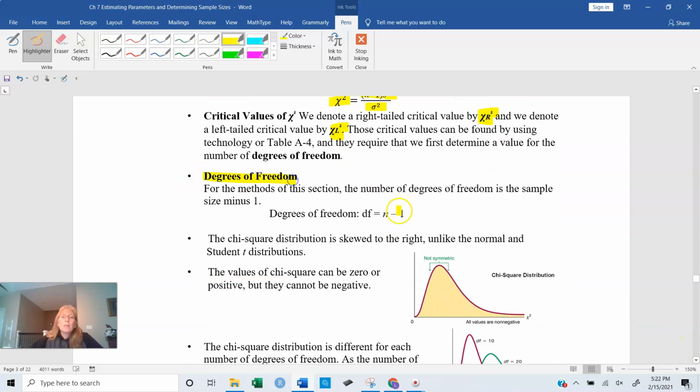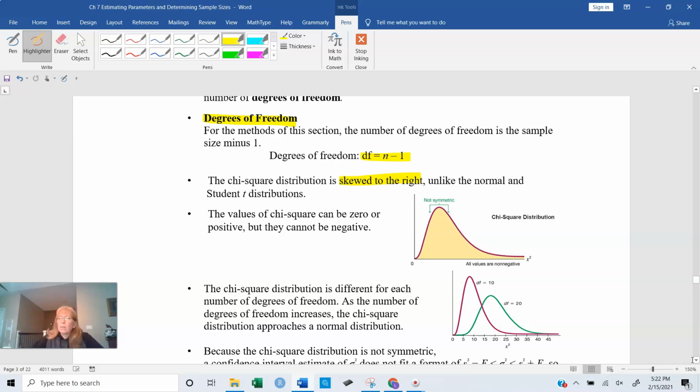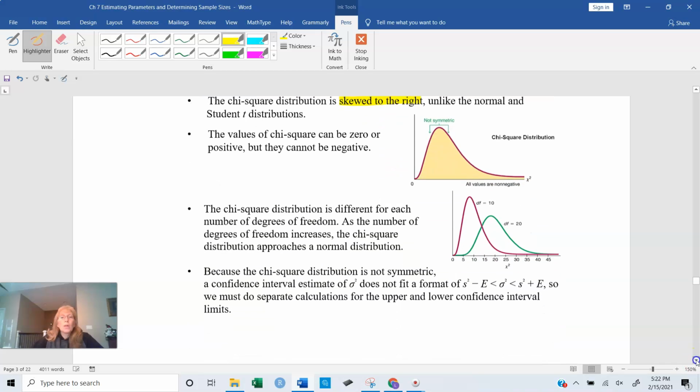Okay, degrees of freedom is the same, it's n minus 1. Remember they're skewed, and they're likely to be skewed to the right. They are not normal. So since they are not normal, we cannot have them in the middle and add or subtract our error. We have to do both sides individually.